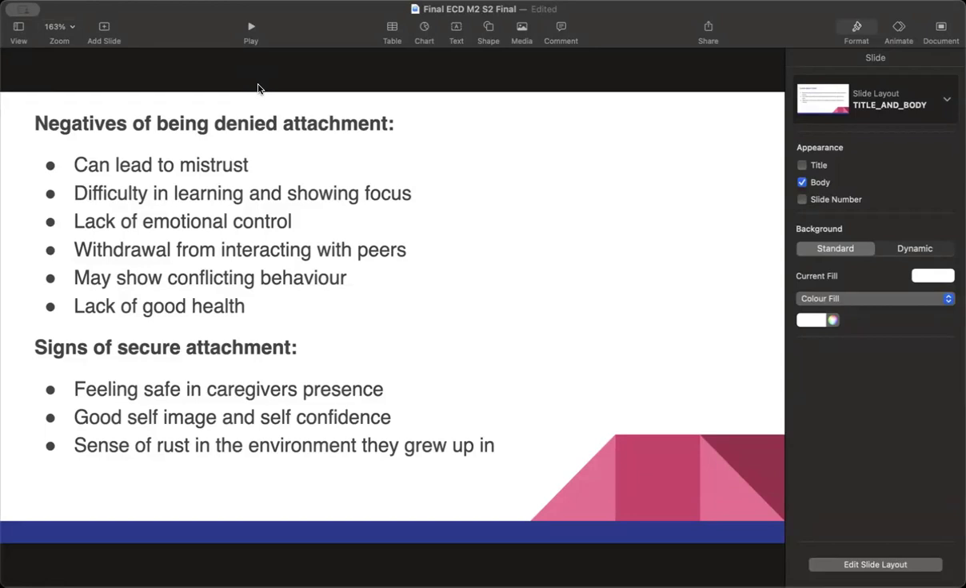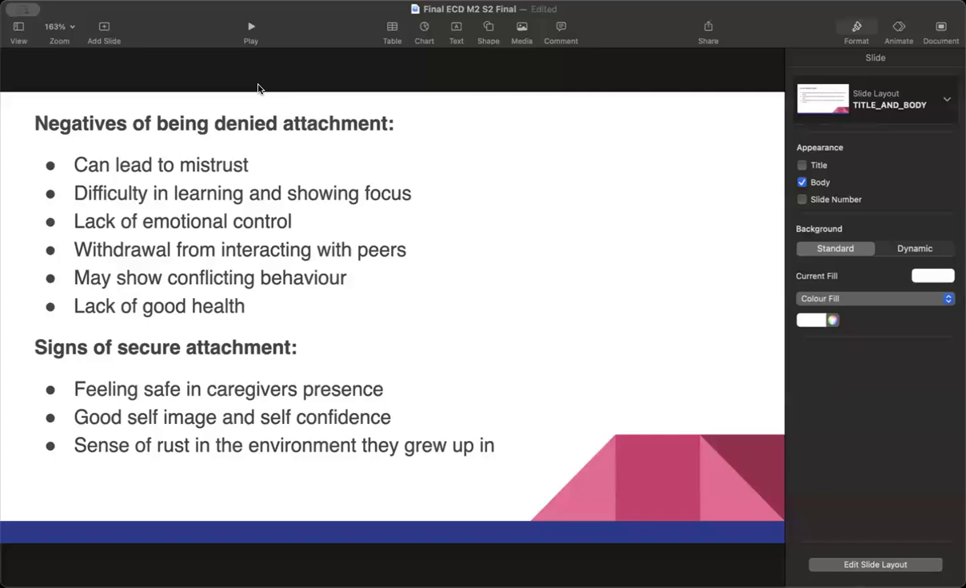Negative effects of being denied attachment can lead to mistrust, difficulty in learning and showing focus, lack of emotional control, withdrawal from interacting with peers, may show conflict behavior, lack of good health. Signs of secure attachment: feeling safe in a caregiver's presence, good self-image and self-confidence, sense of trust in the environment they grew up in.